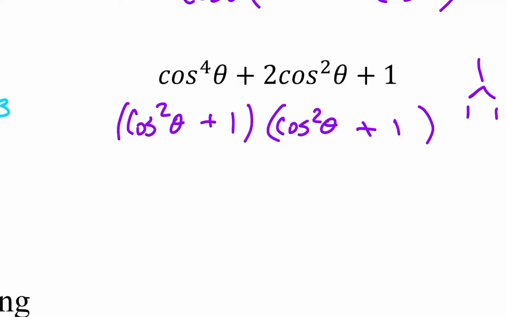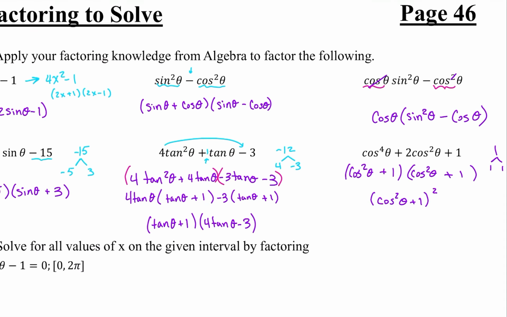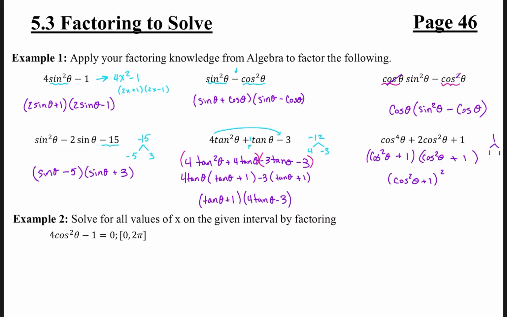And now, since those two things are the exact same, I could rewrite them as one thing. So cosine squared theta plus 1, and I'll put a squared up here to represent that there's two of the same thing. And that would be our final factor. So let's actually take this now and apply this to some problems, right? So that's how you do those factoring problems.